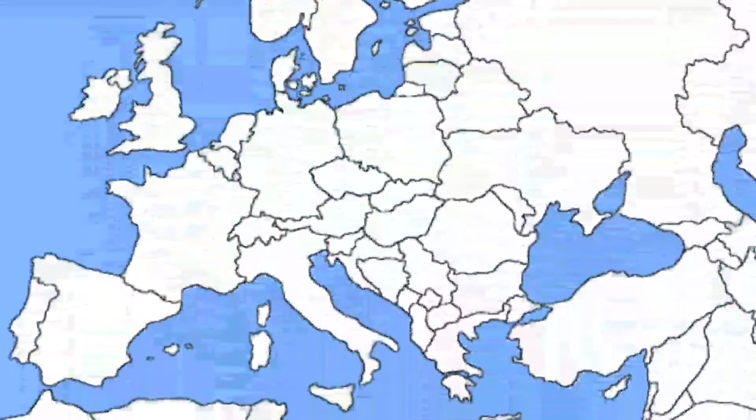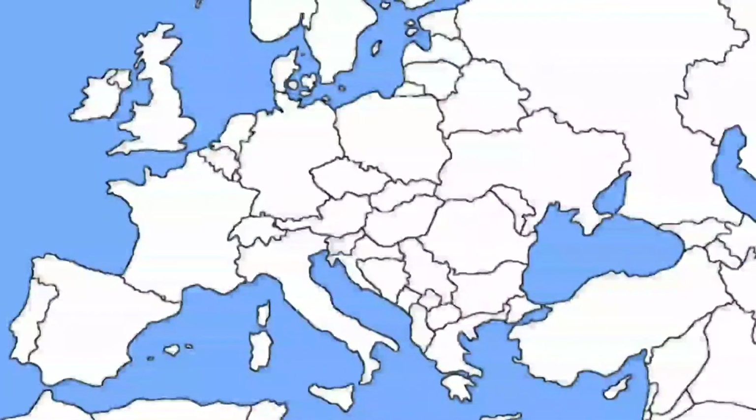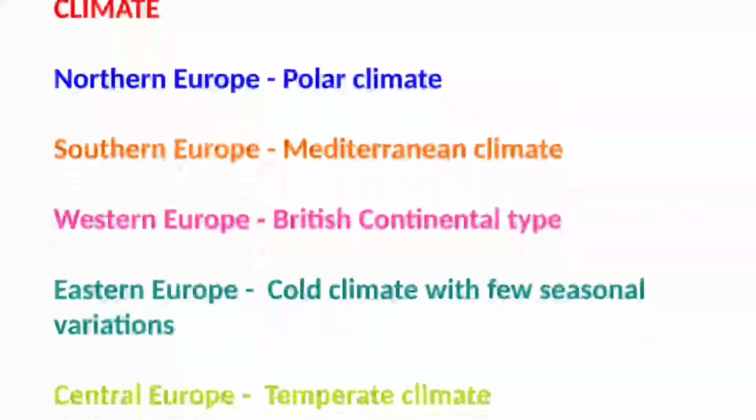I hope this is clear, and this is an outline of map. You can download the same outline of the political as well as of the physical maps of Europe from Google, and you can practice on that, so that it will become very easy for you to remember the maps and attempt in exams as well.